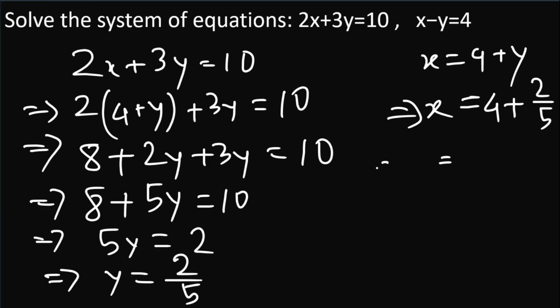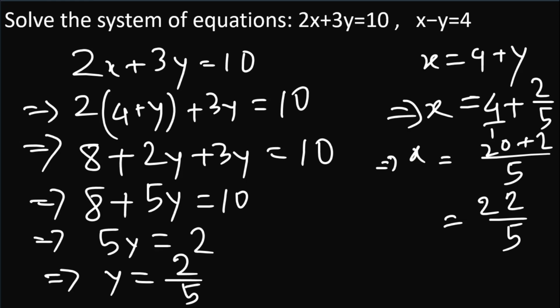Now we need to solve this addition. Here 5 is the denominator, and 4 has no denominator. So 4 times 5 equals 20, plus 2 over 5. So 5 times 4 is 20, plus 2, gives 22 over 5. So the value of x is 22 over 5 and the value of y is 2 over 5.